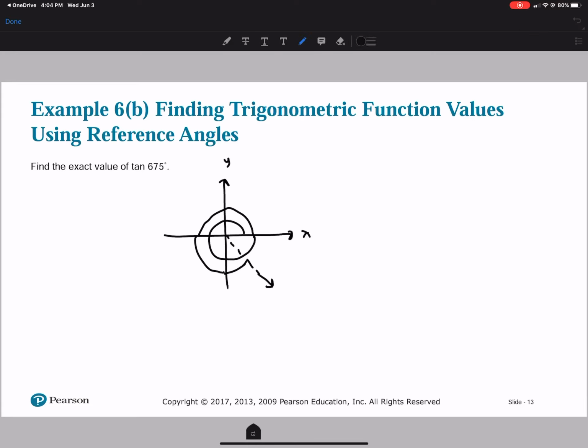But the thing is, we know that from here to here, it's 45 degrees. Now, we're in the fourth quadrant, so we know that tangent is negative in the fourth quadrant. So the tangent of 675 is equal to what? Negative the tangent of what? 45 degrees, which equals negative 1.